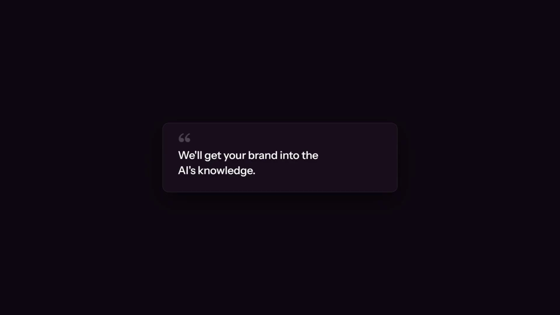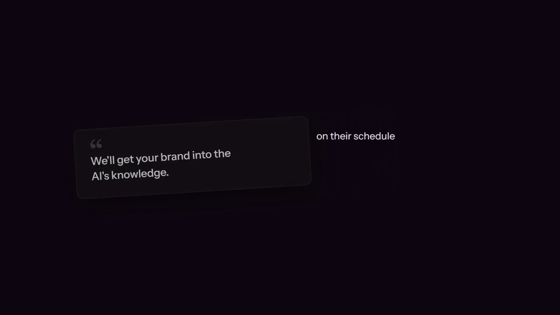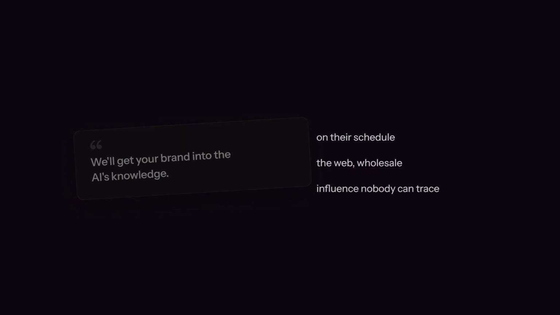This rule clears up the most expensive confusion in the field. You are not trying to change what the AI knows about you. Vendors will sell you that, but it doesn't hold up. Training happens on the company schedule. It absorbs the web wholesale, and it produces influence nobody can trace. The real contest is the live fetch, question by question, decided today. You're not teaching a mind, you're competing in a fetching system, and that system has rules you can learn.